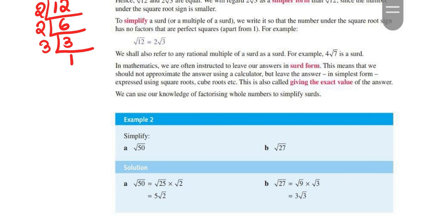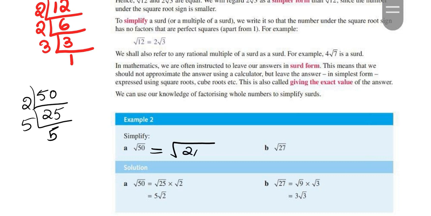So the next one is root 50. Here also take the prime factorization of 50: 2, 25, 5, 5. So this can be written as square root of 2 times 5 times 5. From the two 5s you can take one 5 outside. So the answer will be 5 root 2.